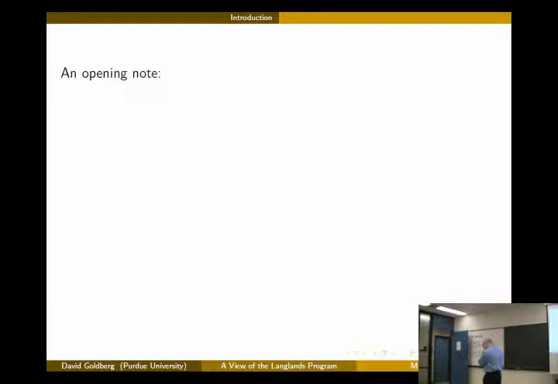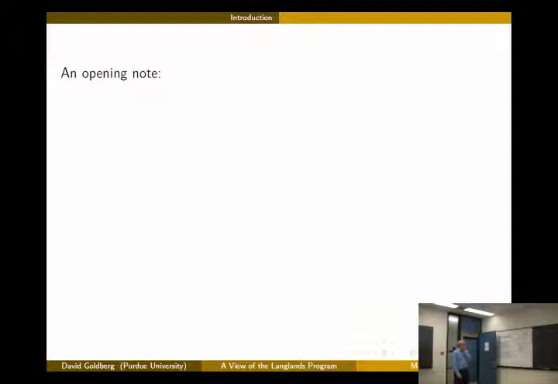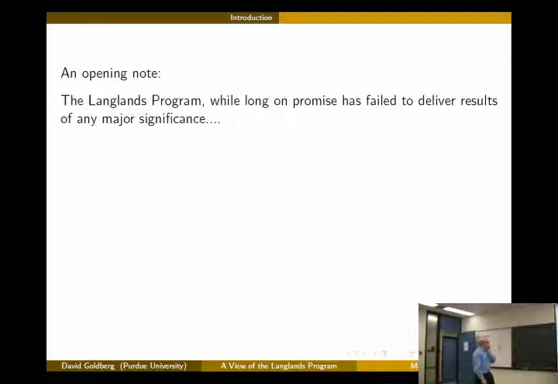So last time I was here, I gave sort of a chronological look at some of the motivations for the Langlands program, and I thought this time I would find a way to give more or less the same talk in a different way. So I thought we'd start with this opening note, which I just happened to know about, this sentence, which I don't know who to attribute this to.